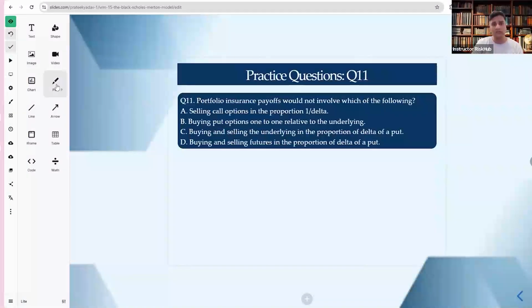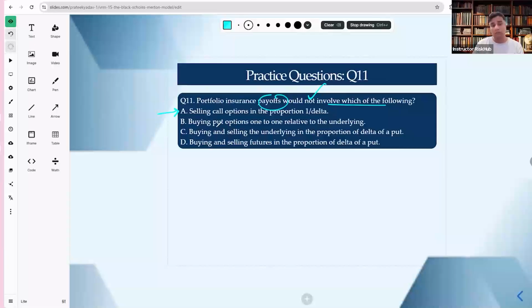Practice question now we have. Portfolio insurance payoff would not involve which of the following? Selling call option in the portfolio 1 by delta. Okay. Would not involve. Let's keep it for some time.